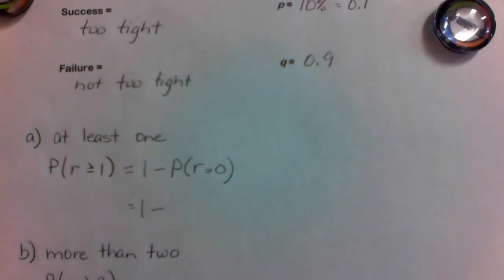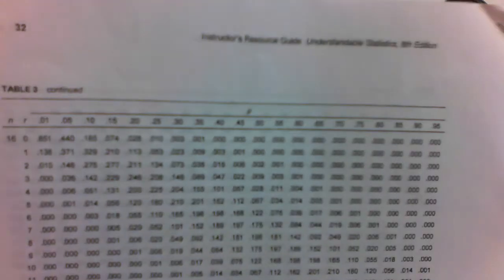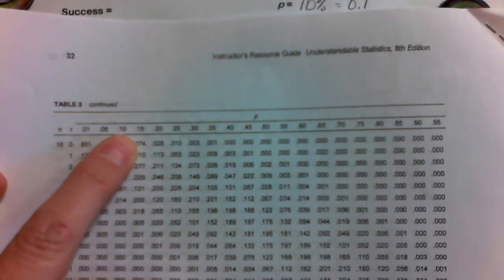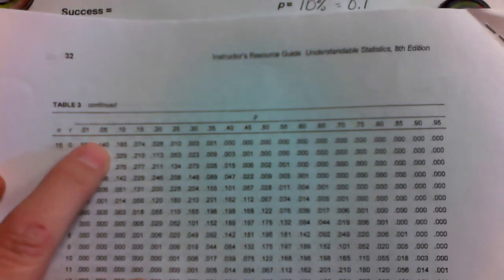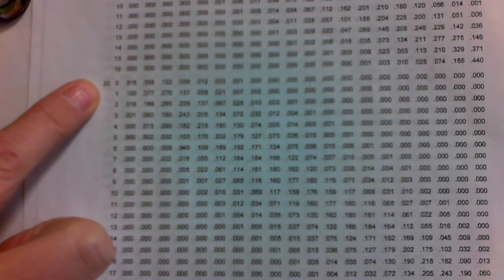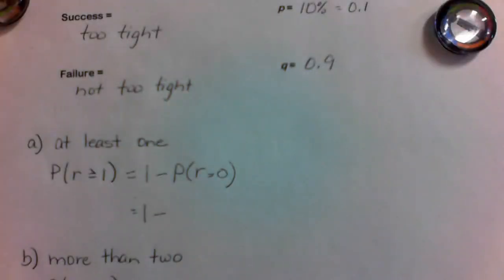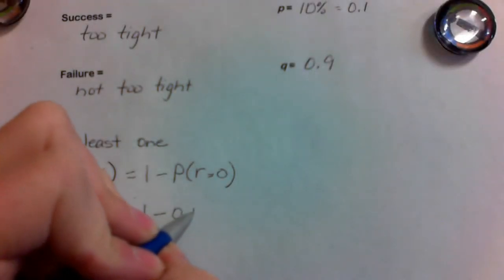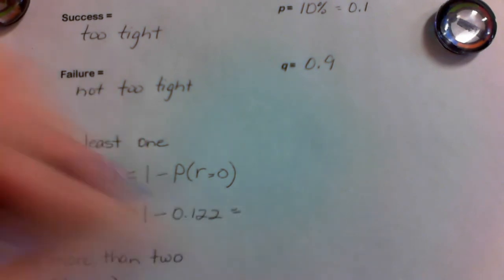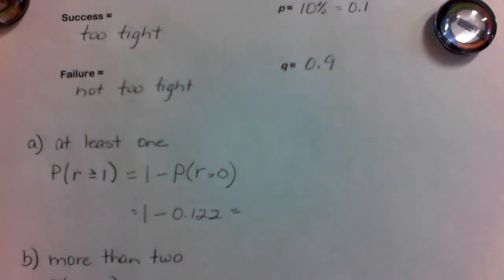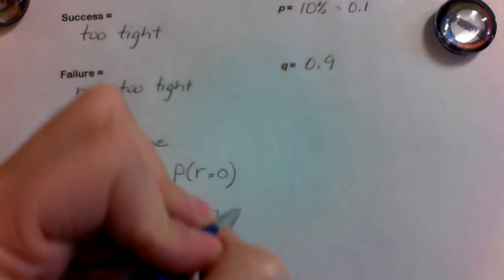So 1 minus, so I'm going to go to my table and I'm going to go to N is 20. Now, P is 0.1. Now be careful, 0.1, not 0.01. So it's the third column over. So here is where N is 20. And I want 0, the third one over, so 0.122. So if I do 1 minus 0.122, I get 0.878.